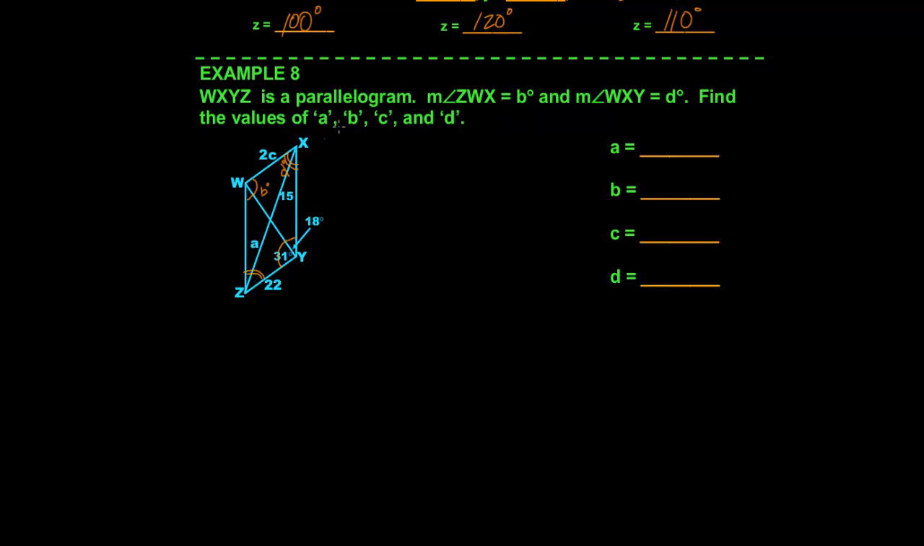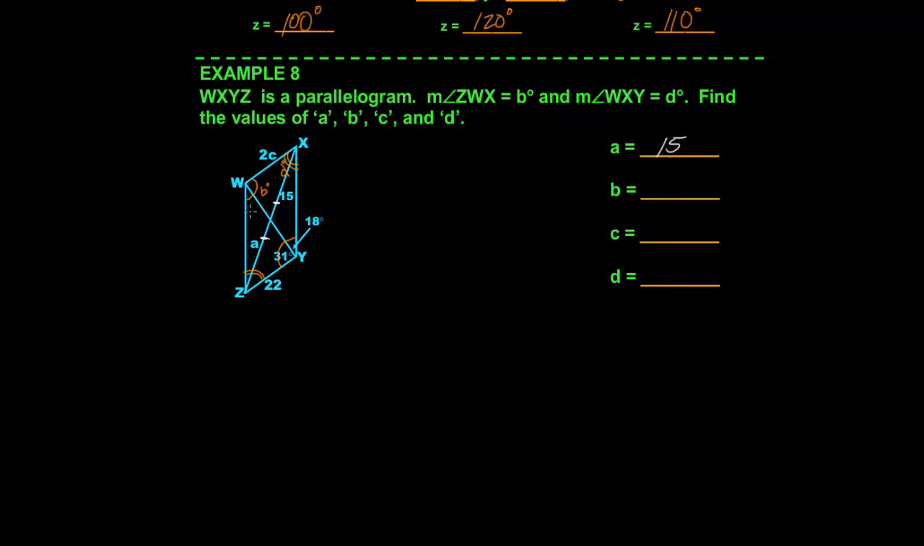Alright, find the values of A, B, C, and D. Let's start out with our A. Our A has the length of this segment right here being cut, which we know that this segment is congruent to this segment. This segment over here is 15. Therefore, our A has to be 15.